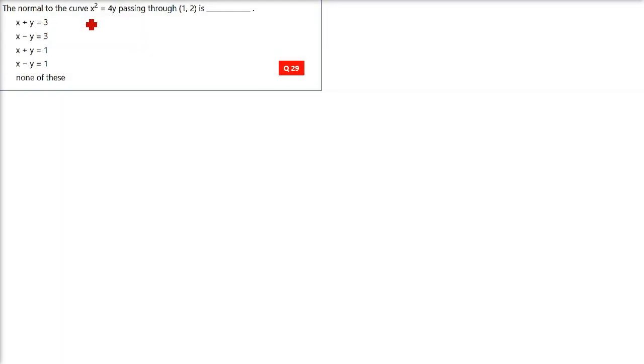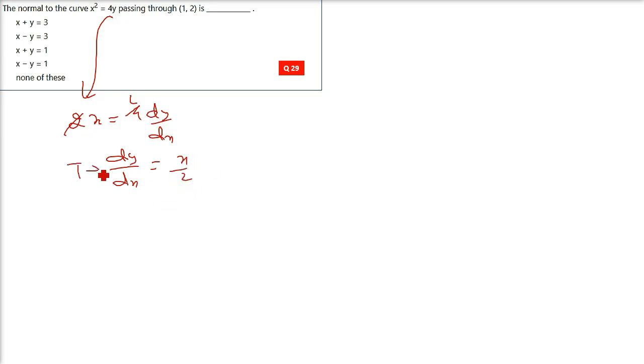The normal to the curve x square equals 4y passes through the point (1, 2). So the same thing which we have done is repeated here. Just differentiate: 2x equals 4 dy by dx. 2 gets cancelled. dy by dx is equal to x by 2. Now this is the slope of the tangent, not the normal. Normal will be what? Negative 1 divided by x by 2. So you have minus 2 by x here.